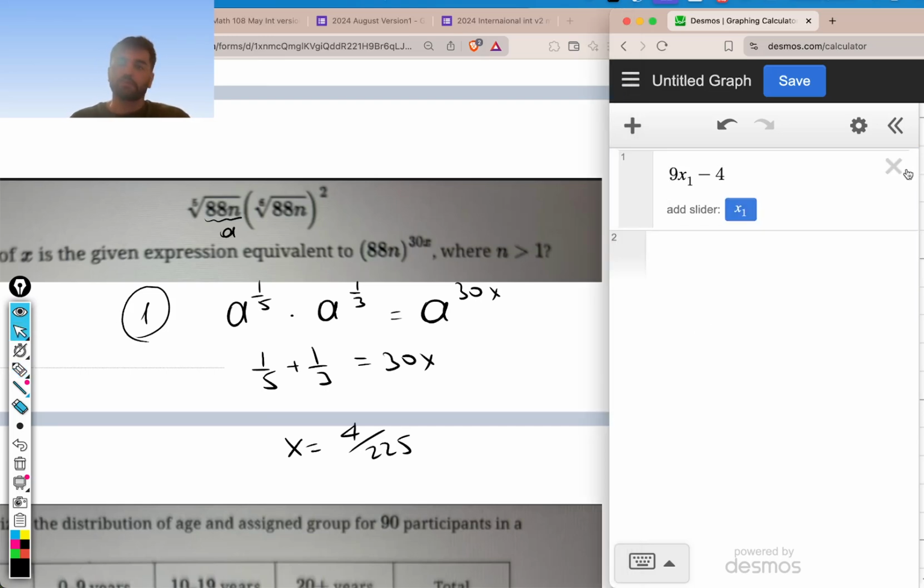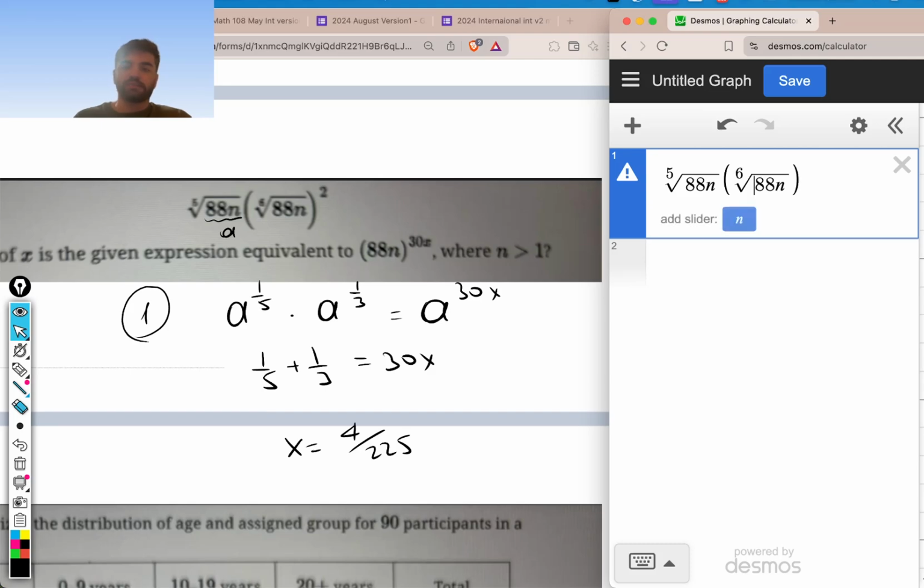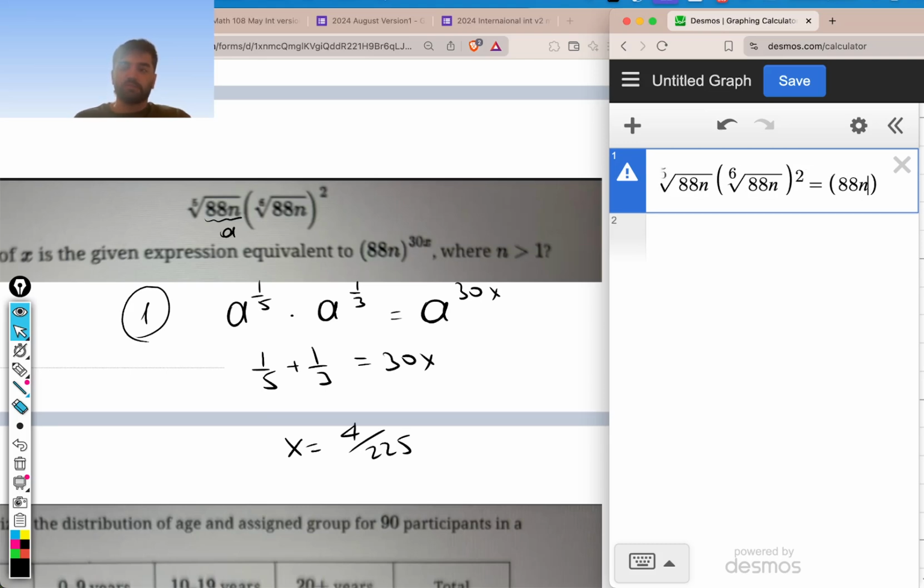Second method. NTH root of 818. Okay, it's 5, it's 818. Multiplied by NTH root of 88n. Here we will have 6 and here we will have a square. It is equal to 88n with the power of 30x. Like that.